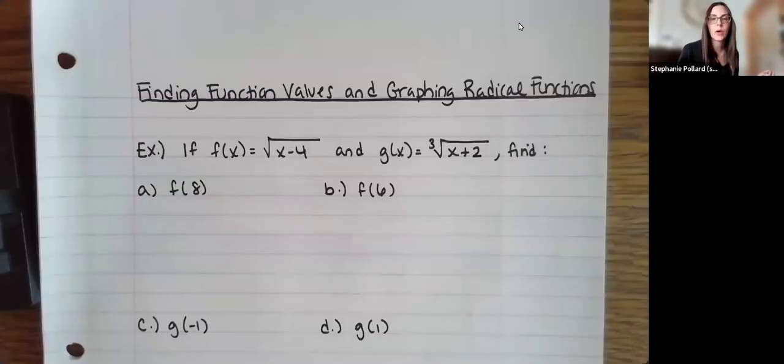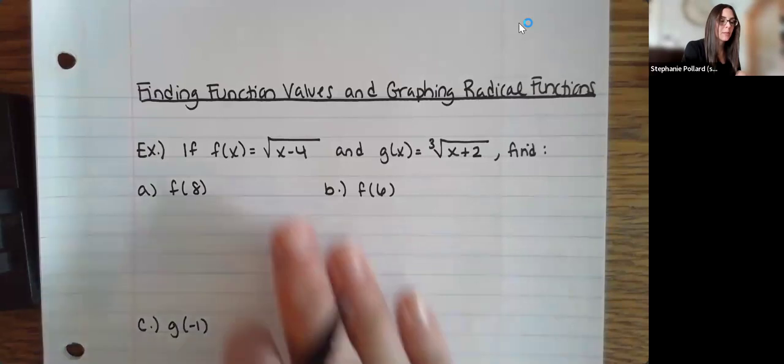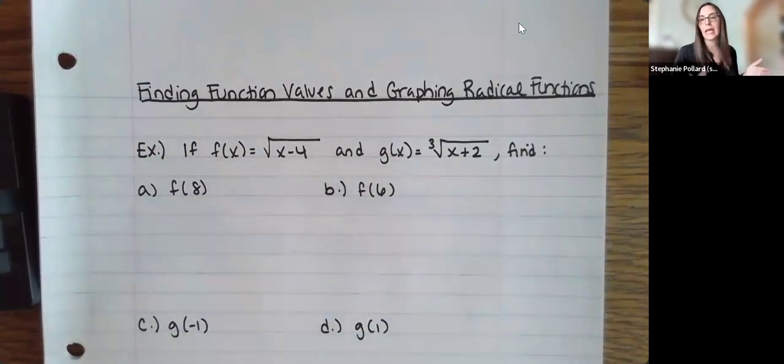In this video, we're going to look at finding function values and graphing radical functions. A radical function is just a function that has a radical symbol in it, a radical symbol that contains a variable, I should clarify. Here you have a square root example and a cube root example, but of course, any kind of radical would be fine: fourth roots, fifth roots, etc.